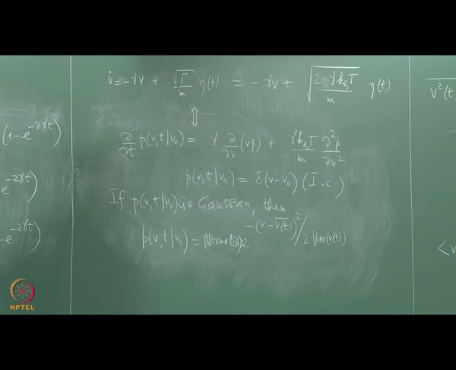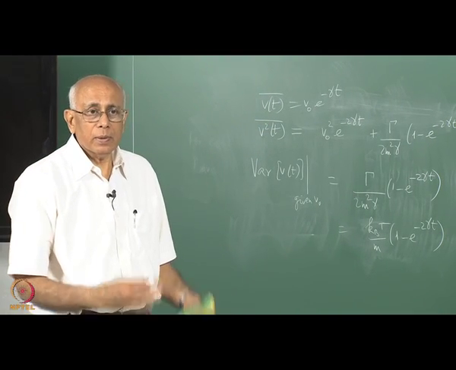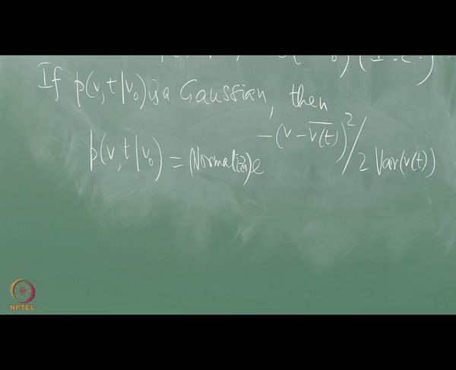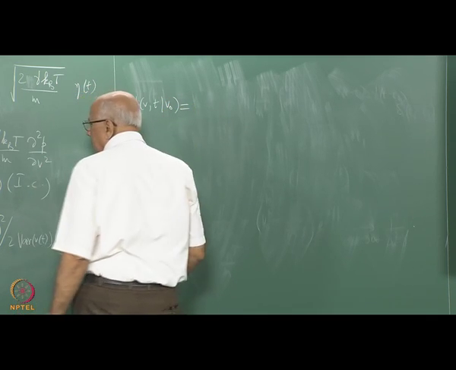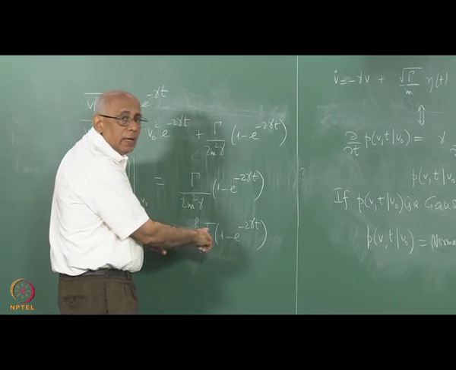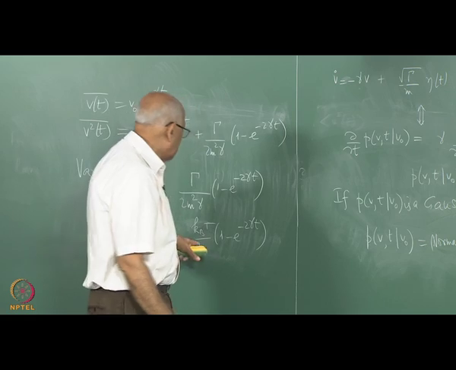Times this guy, right? You can explicitly write it down. Well, let us put those factors in and see what it is. So it looks big, but it is actually very straightforward. P of v, t, v naught equal to, now the variance is given to you, it is this guy here. So it is 1 over root 2 pi sigma squared, and sigma squared is here.